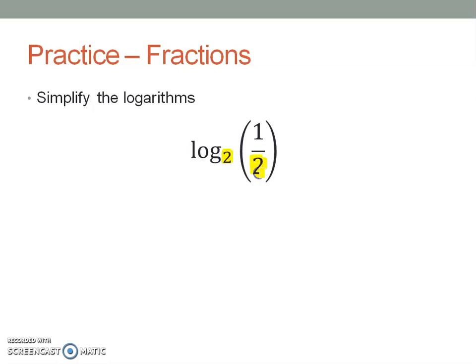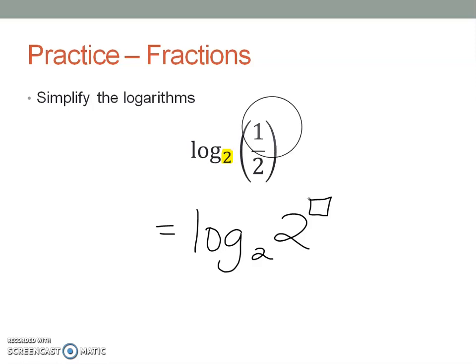Some people will say, oh, there is a 2 there. But that's not just a 2. Okay, it's got to be just a 2. It cannot be a 1/2. That 2 cannot be on the bottom. So my first step is to rewrite this so that their bases match. Log base 2 of 2 to some power.